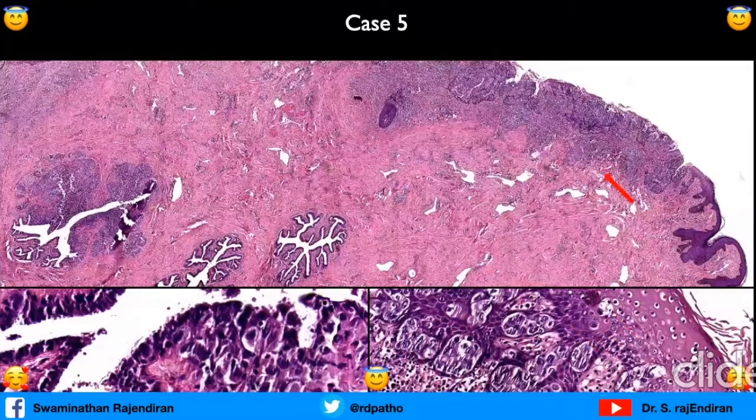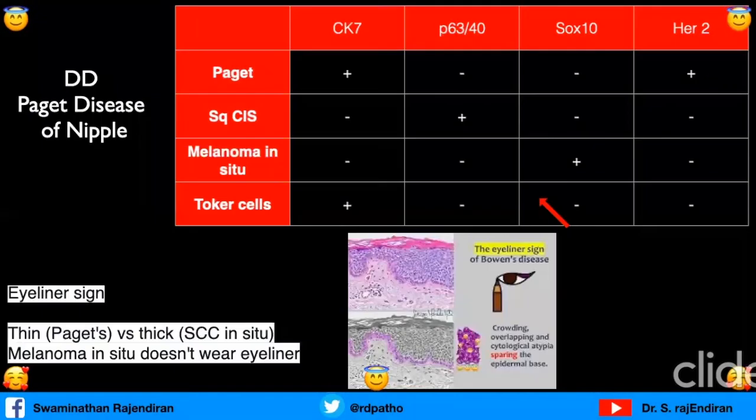Because of time constraint, I'm not going to hold the slide. You can see the Paget cells and DCIS in this area. And when you see Paget's disease, you take a snap of this. You have to differentiate it from squamous carcinoma in situ, melanoma in situ, and Toker cells. Paget cells are positive for CK7 and HER2/neu.